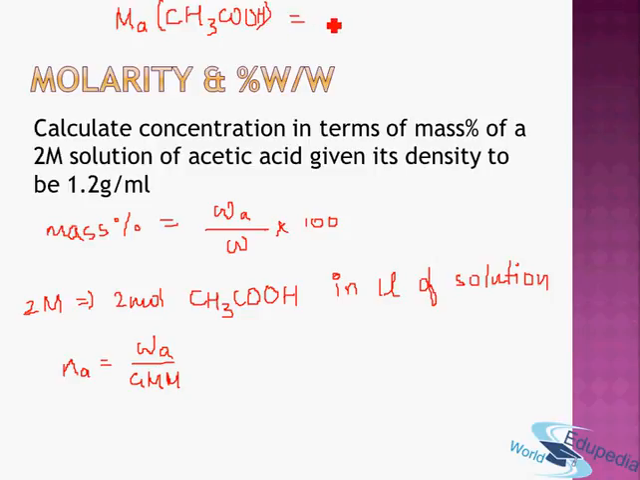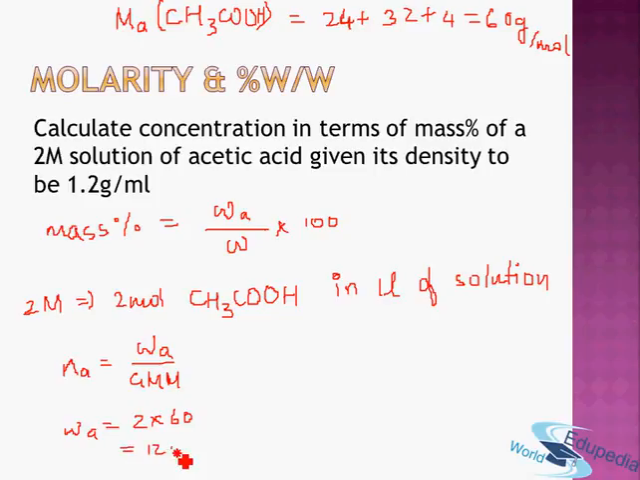So I have 2 carbons, that is 24, I have 2 oxygen, that is 32, and I have 4 hydrogen, that is 4. So what do I get? The gram molar mass of acetic acid is 60 gram per mole, right? It is 60 gram per mole. Alright, so I can calculate WA. WA is equal to Na, which is 2, multiplied with 60 gram per mole.